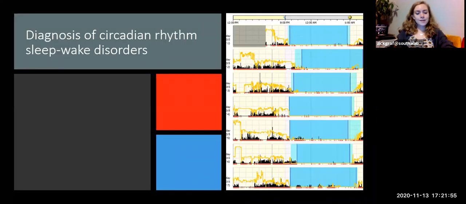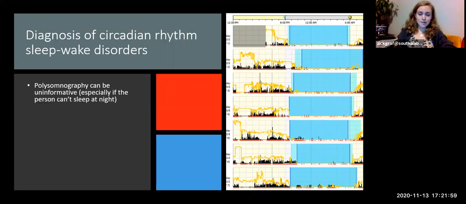Unlike the other dysomnias, circadian rhythm sleep-wake disorders can be difficult to diagnose using polysomnography, mostly because one night of sleep isn't that informative for the sleep disorder. This is something that is like a recurrent daily pattern. Also, it's uninformative because many people with circadian rhythm sleep disorders can't fall asleep during the sleep study, because they always happen at night. And if your sleep phase doesn't allow you to sleep at night, then you're not going to sleep during the sleep study and they're not going to learn any meaningful information.